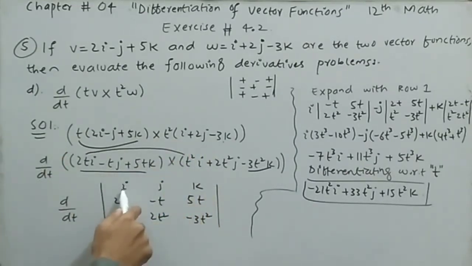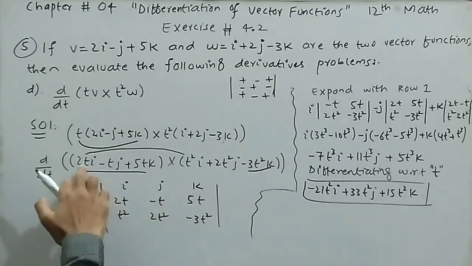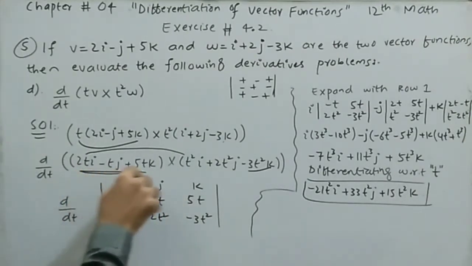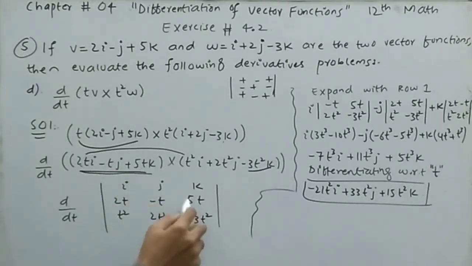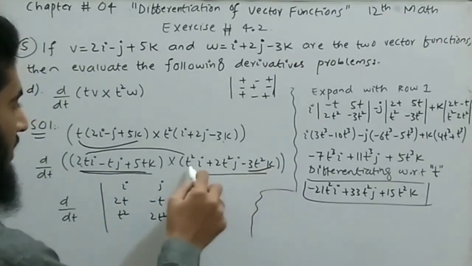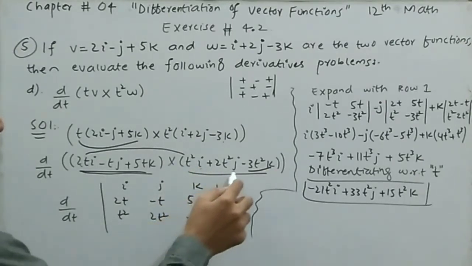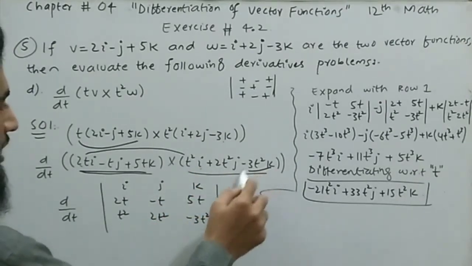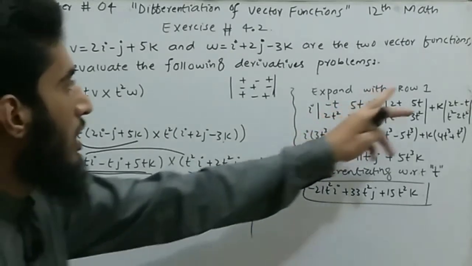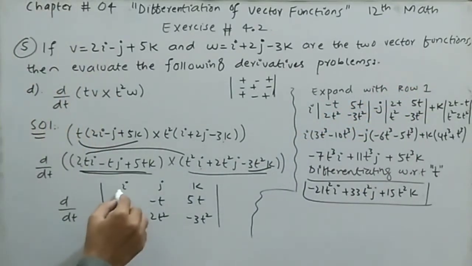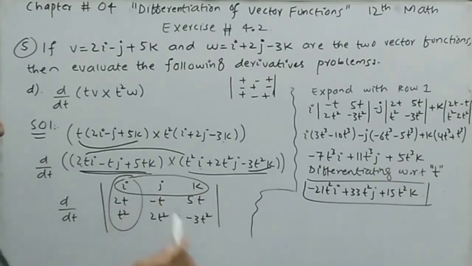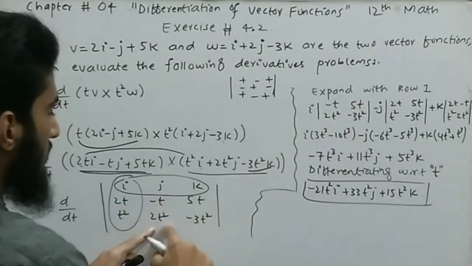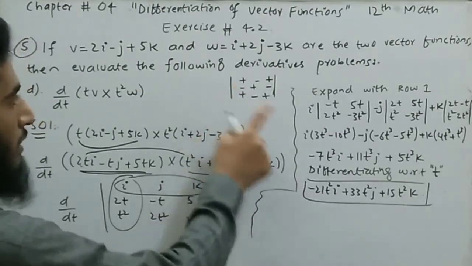In the first row we will write i, j, k, and in the second row we will write the first function, which is 2t, the coefficient of j is minus t, the coefficient of k is 5t, and in the third row we will write the second function. So the coefficient of i is t squared, the coefficient of j is 2t squared, the coefficient of k is minus 3t squared. Now expand with row 1. So for i, I cross this row and this column, I am left with minus t, 5t, 2t squared and minus 3t squared, and the sign will be plus.